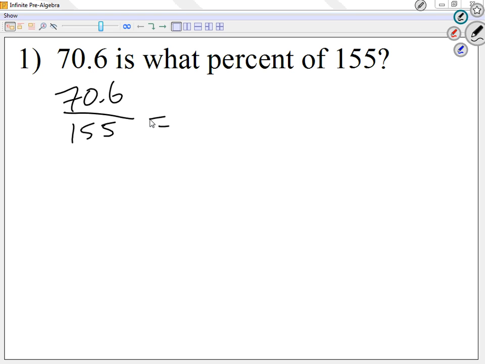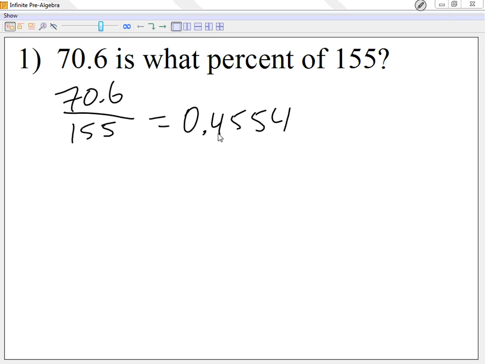I'm going to use a calculator. Let me write down the first four decimal places. There's going to be more than four. So 70.6 divided by 155, I get 0.4554. Once again, there's more than four. I just wrote the first four.